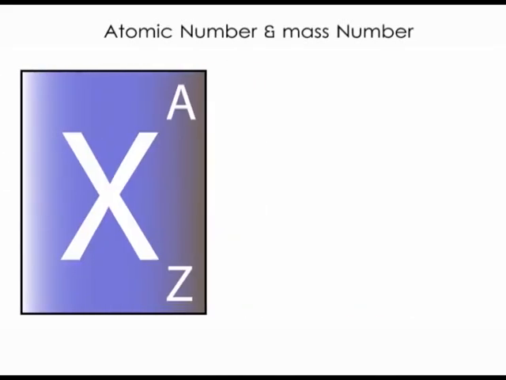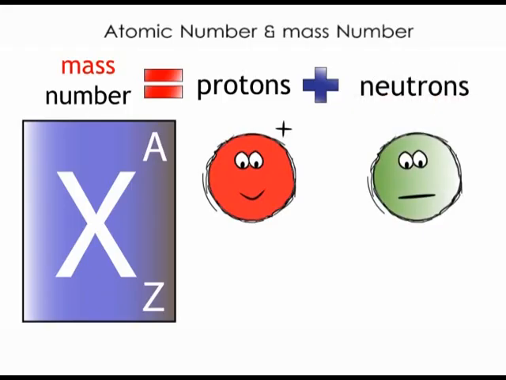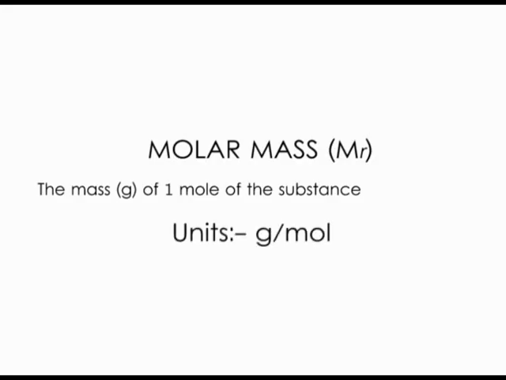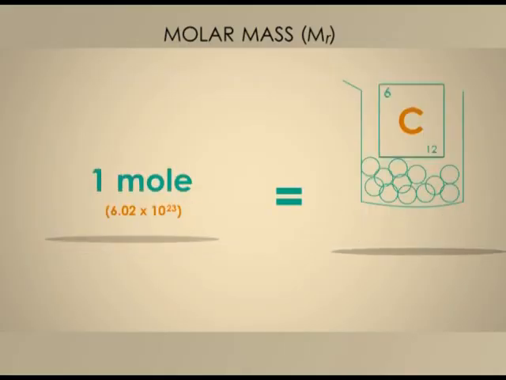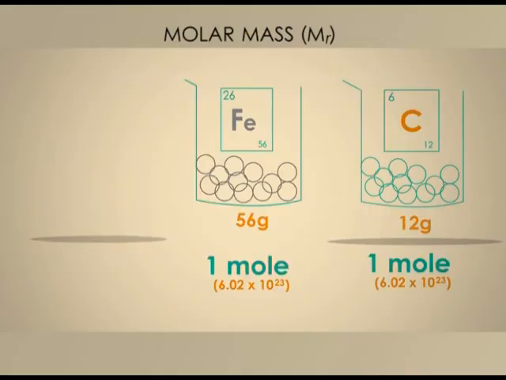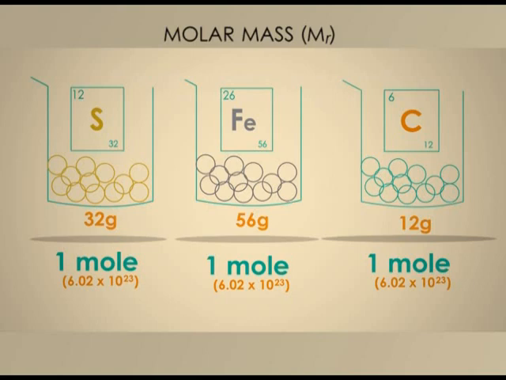So the mass of an atom is basically due to the mass of protons and neutrons in that atom. The molar mass of a substance is the mass in grams of 1 mole of that substance. It has units grams per mole. For any element, molar mass is equal to the relative atomic mass of that element expressed in grams.